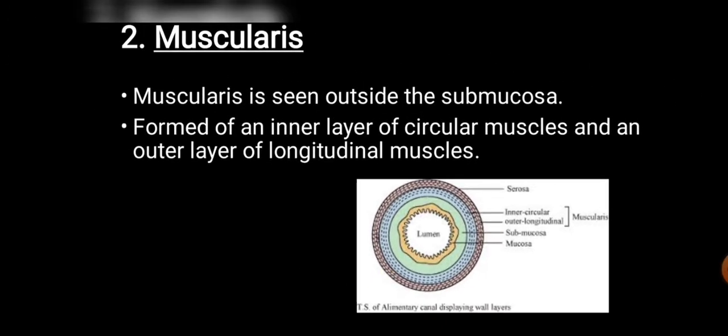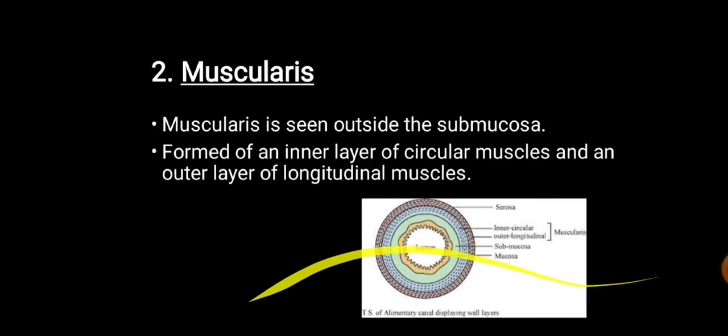We know muscular tissue has the responsibility to bring about movement in our body. With regard to the alimentary canal, the movement that takes place when food passes through is called peristalsis, which is brought about by the alternate contraction and relaxation of the walls of the alimentary canal. For peristalsis to happen, the muscular tissue brings about contraction and relaxation. So the muscularis is the second layer, comprising inner circular and outer longitudinal muscles.